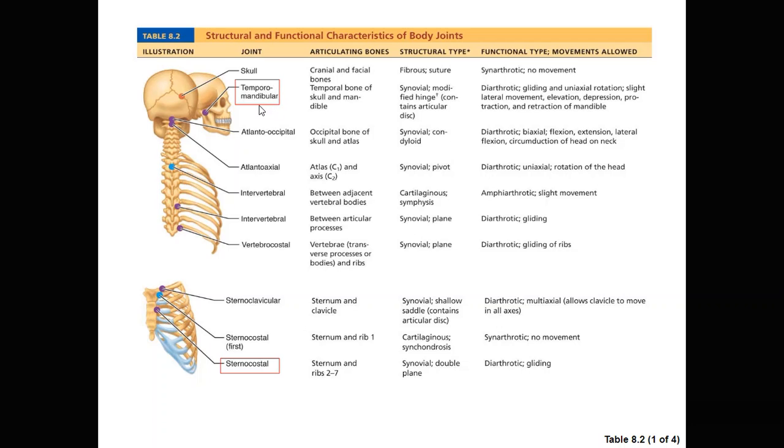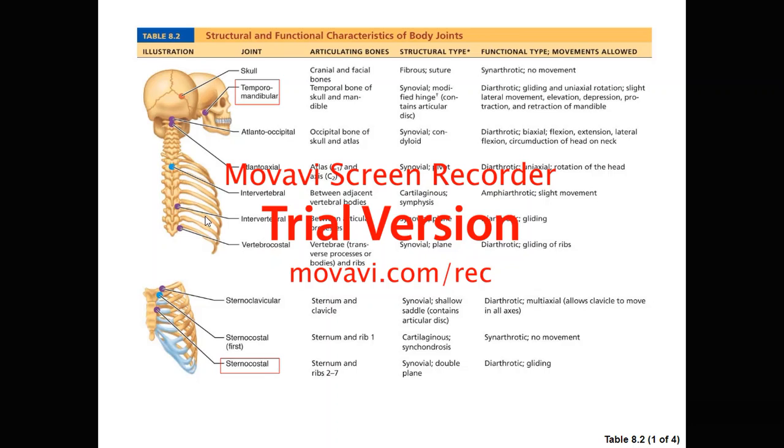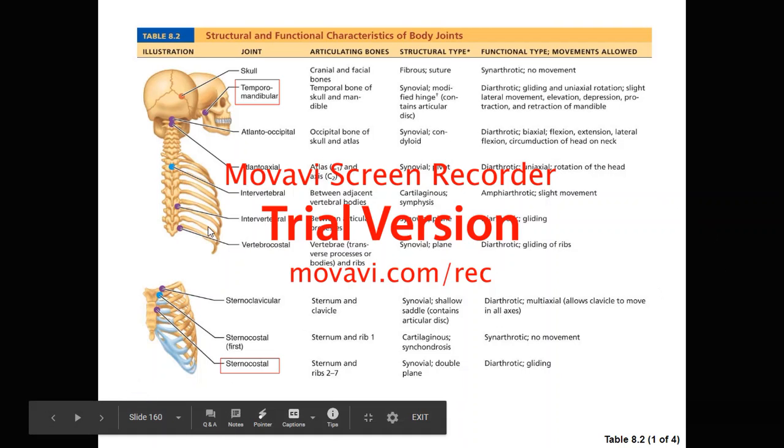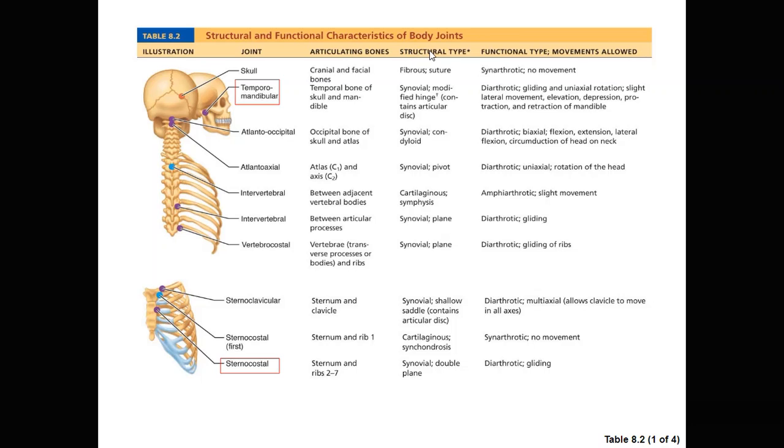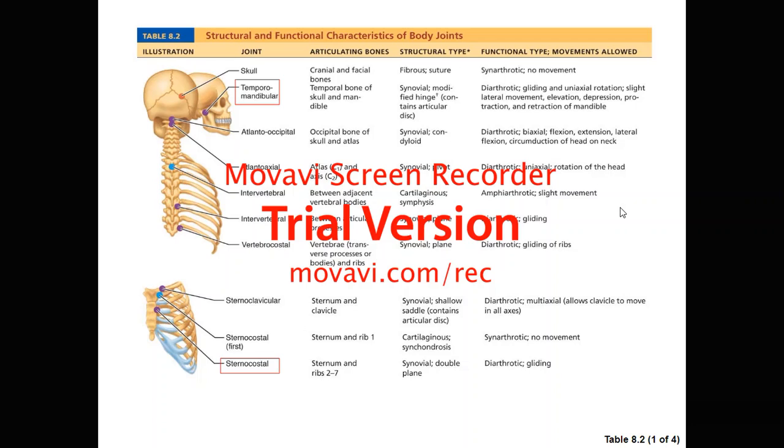As you can see on this table, certain joints are in an orange-red box, we'll call it a red box. Anything circled in one of these red boxes, you definitely should know the name of the joint, the articulating bones, the structural classification, functional classification, and the movements allowed. You should really try to know everything, but you should definitely make sure you know the joints in the red boxes.